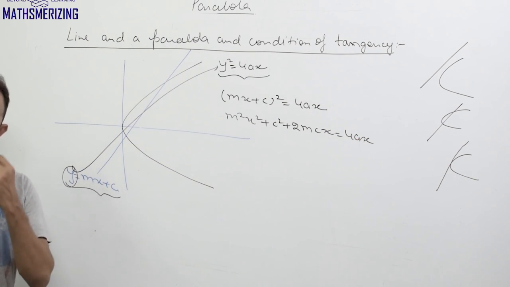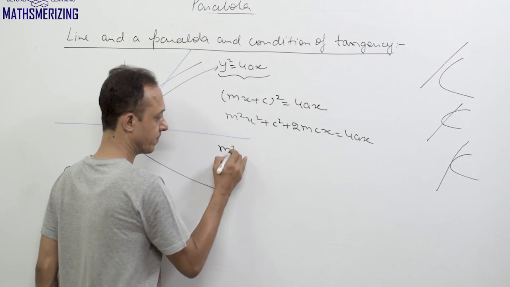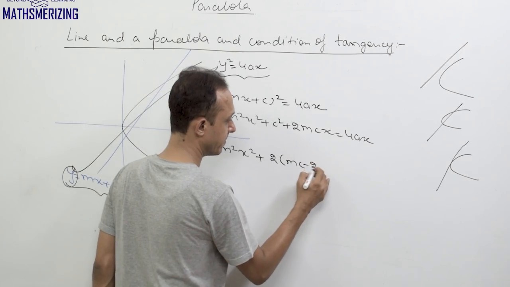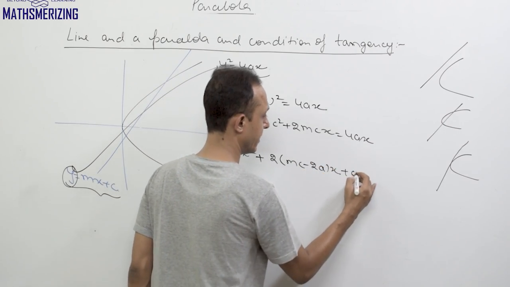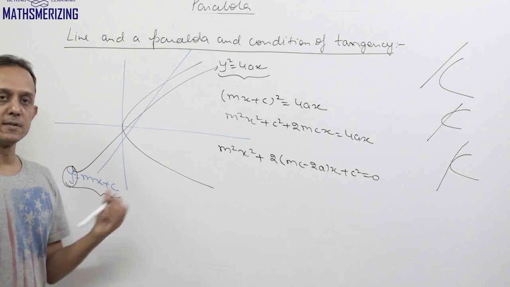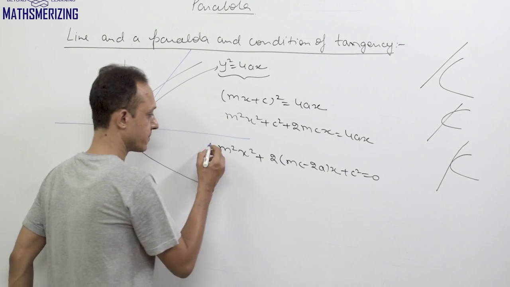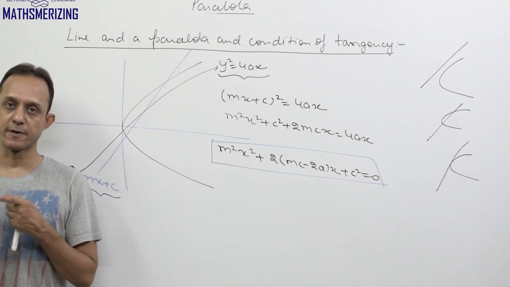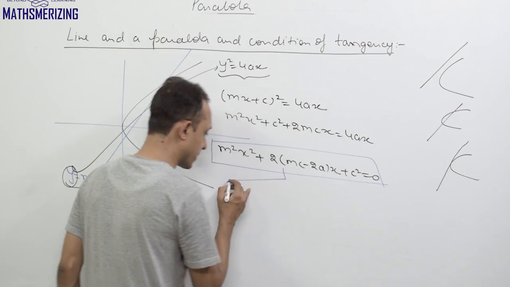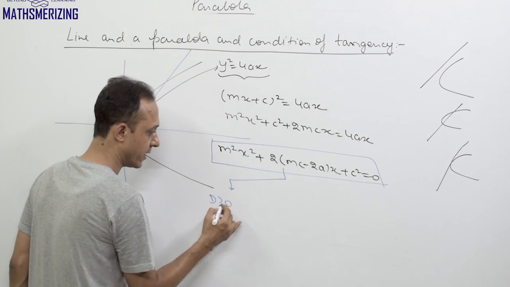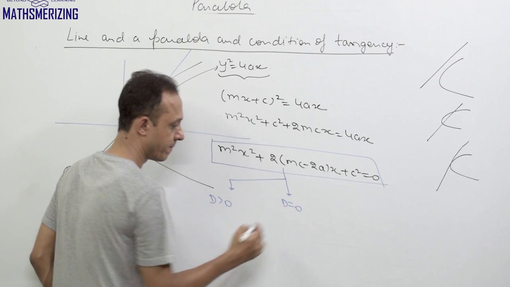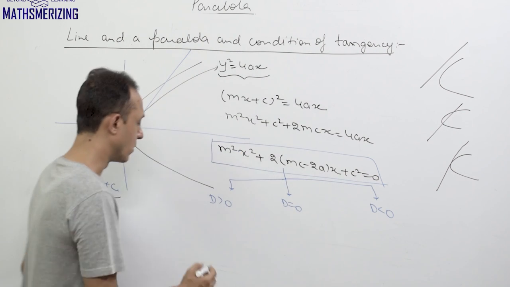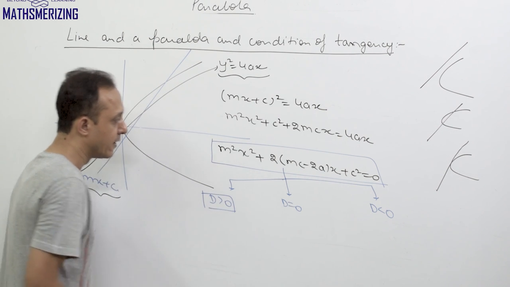Now I can write it as a quadratic equation in x. So I'll write it as m square x square plus 2(mc minus 2a) into x, and then plus c square equals 0. Now this is nothing but a quadratic equation in x. Now we know that for a quadratic equation, there are three possibilities for its roots. Either this quadratic equation has two real roots, or equal roots, or no real roots. So when we take d greater than 0, then we get two separate values of x.